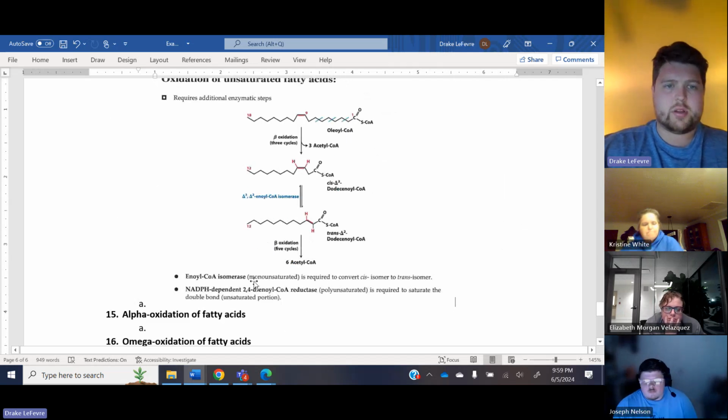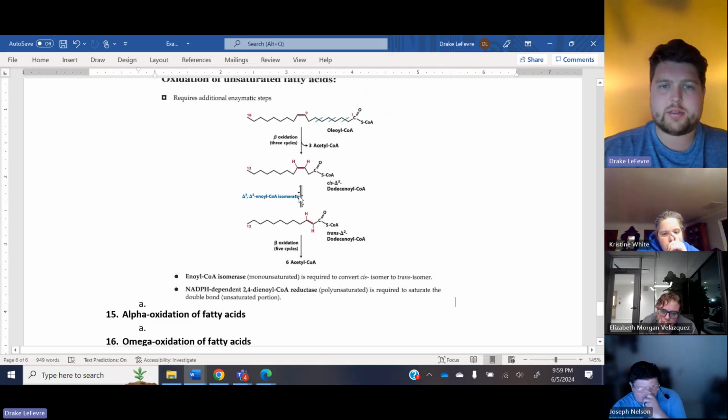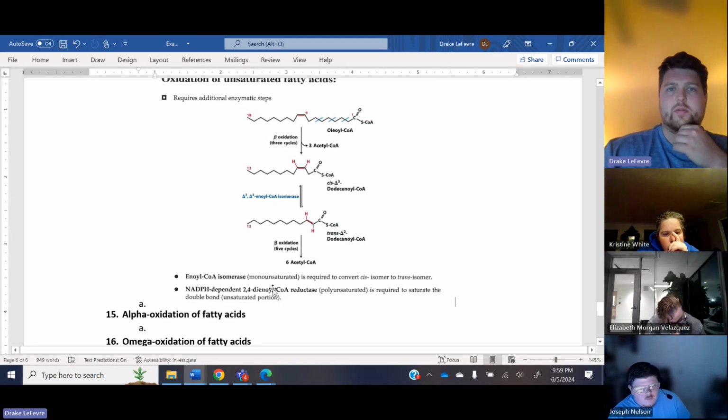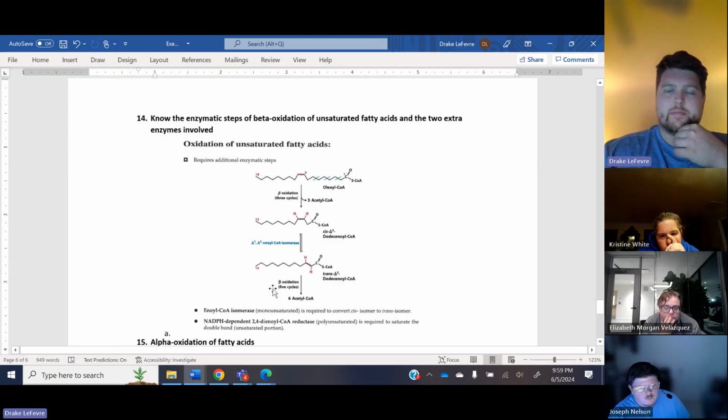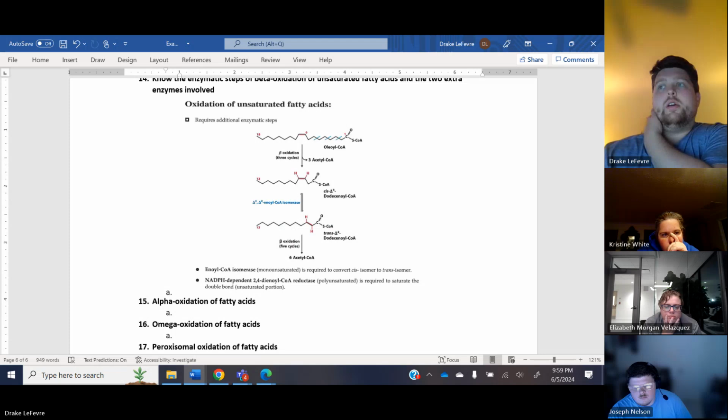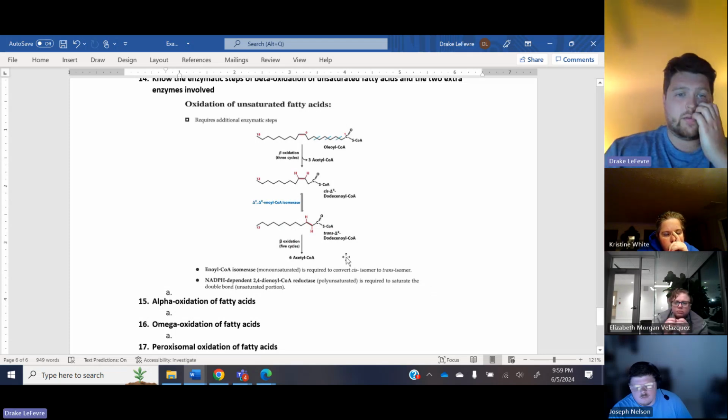Our 2 extra enzymes are the enoyl-CoA isomerase to rearrange stuff, and then we also have a different reductase for polyunsaturated. So this one is for monounsaturated, and the other is for polyunsaturated, in order to change the bonds the way that we need to.